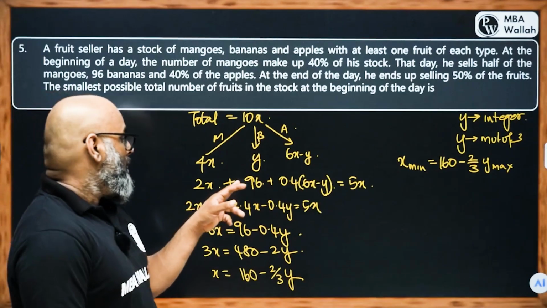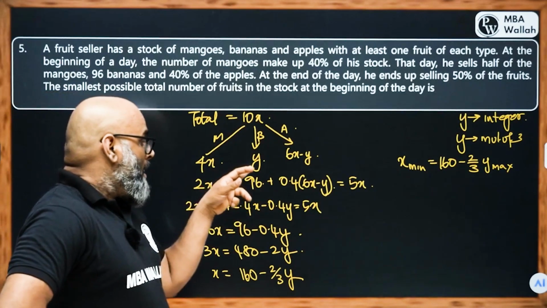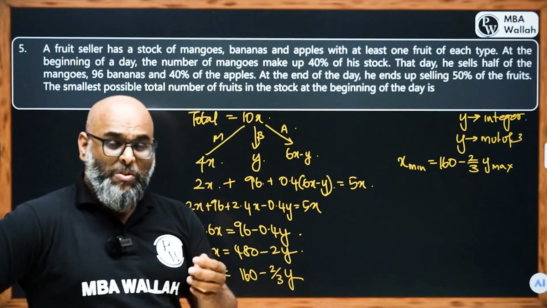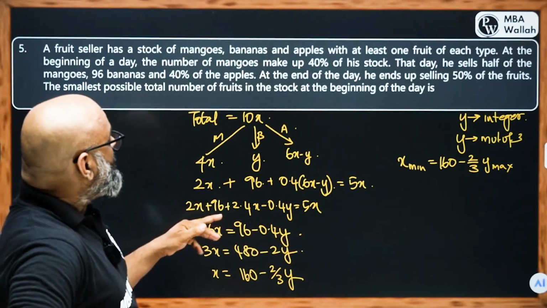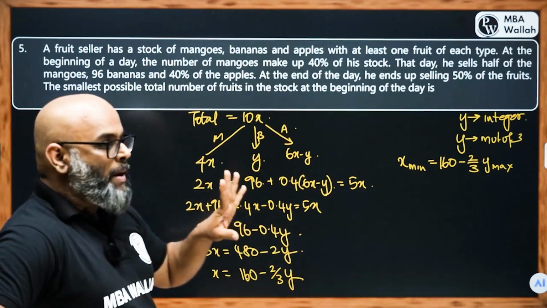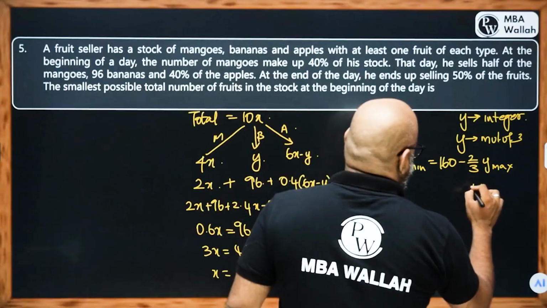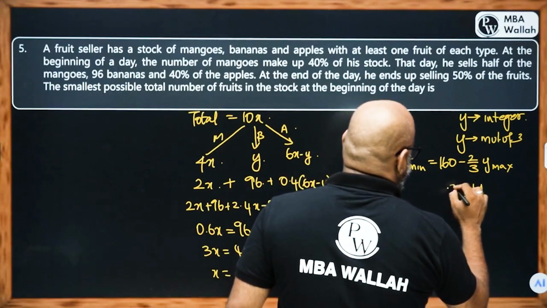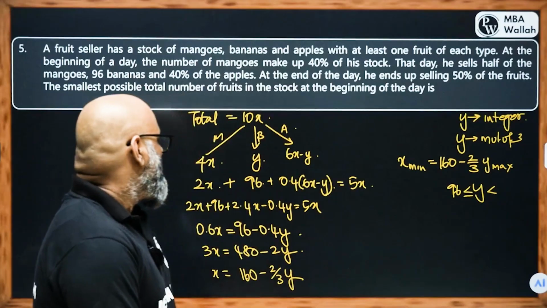Y needs to be minimum 96. Why? Number of bananas that has been sold is 96. We had at least one fruit of each type, right? So, the minimum value of bananas is 96. So y is definitely greater than or equal to 96. But is it lesser than or equal to some value?